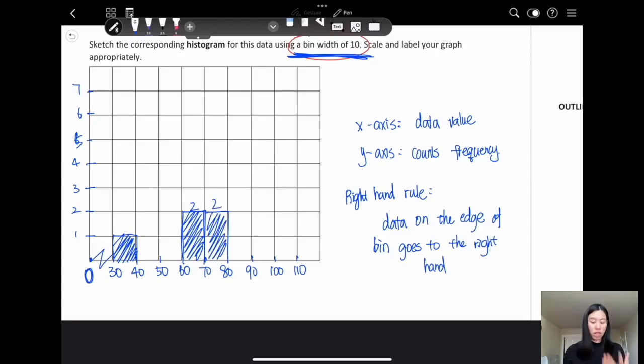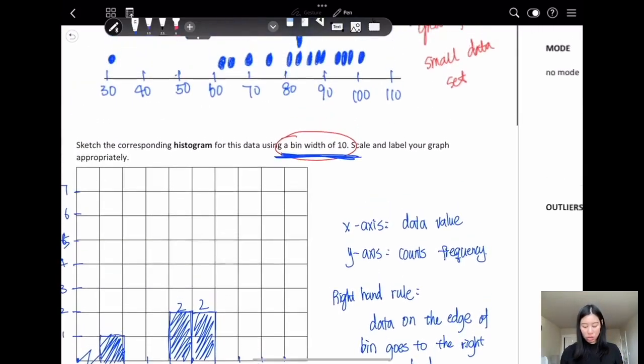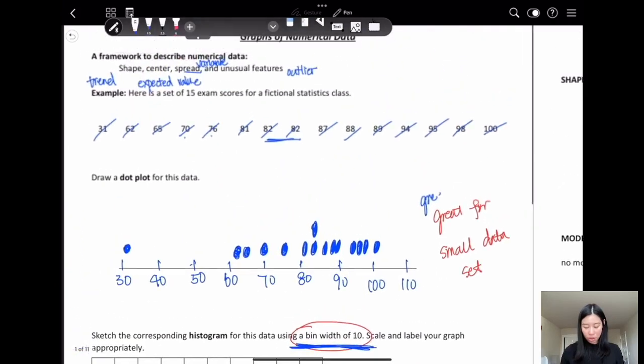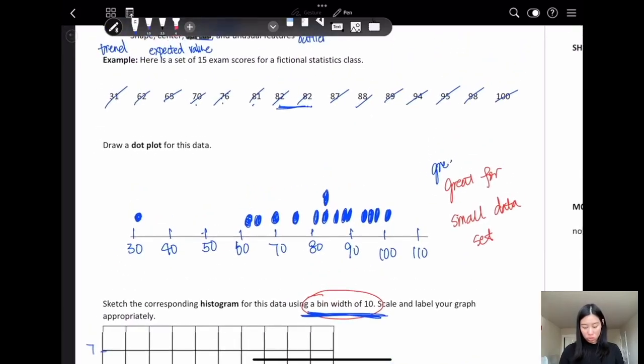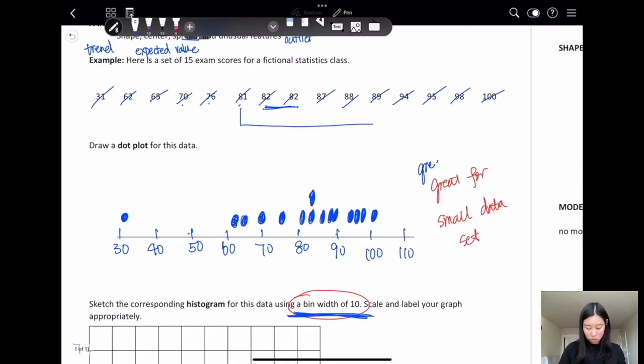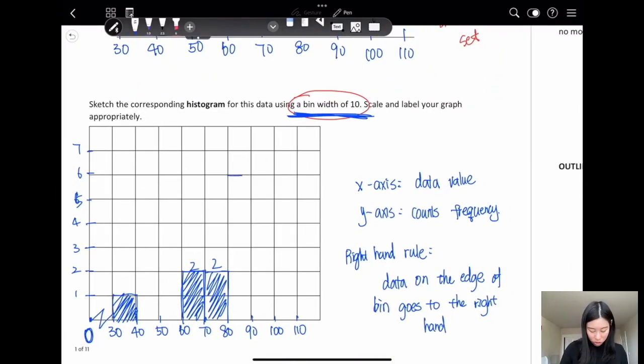You can label it or not label it, either way is okay. So from 80 to 90, we have 81, 82, 82, another 82, 87, 88, and 89. So in total it is 6 data points. From here, with 6 data points, we draw the histogram with a frequency of 6.